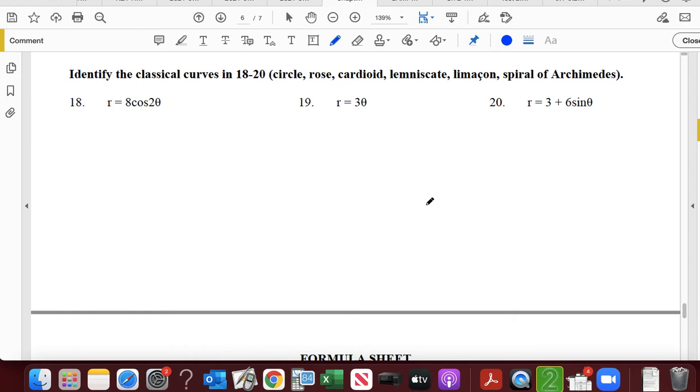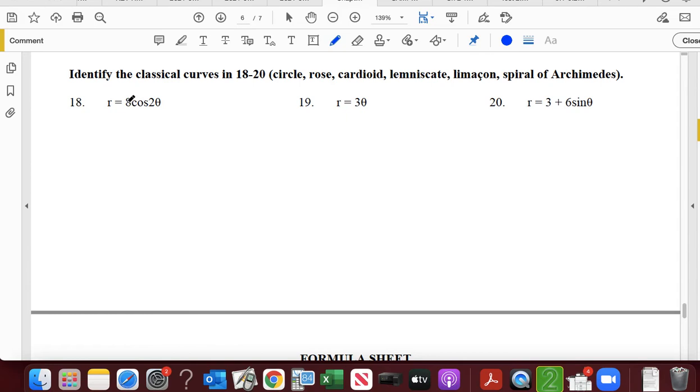Okay, so for this last one, we are identifying our classical curves: our circle, our rose, our cardioid, our lemniscate, our limaçon, and our spiral of Archimedes. All right, so for this one, consulting our formulas.